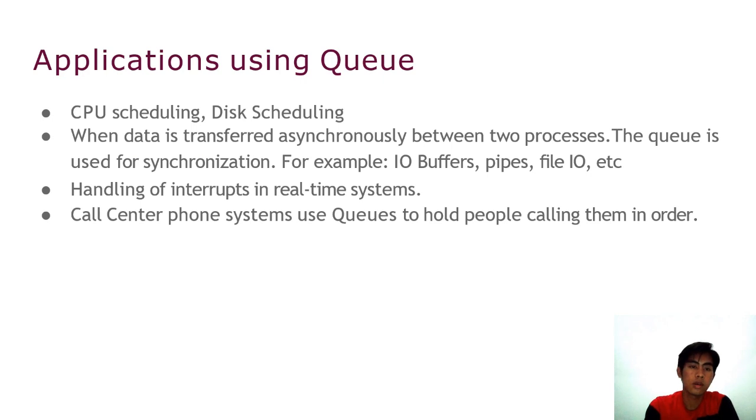Applications: CPU scheduling. When data is transferred asynchronously between two processes, the queue is used for synchronization. For example, I/O buffers, pipes, file I/O, etc. Handling of interrupts in real-time systems. Call center systems use queues to hold people in line.